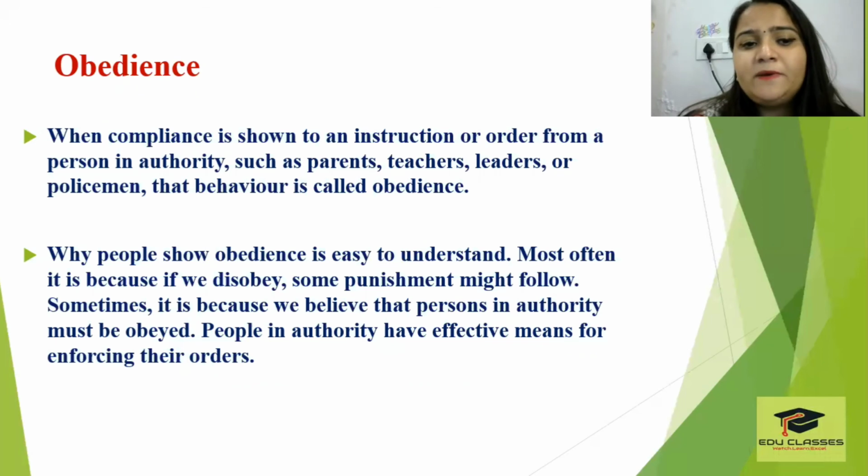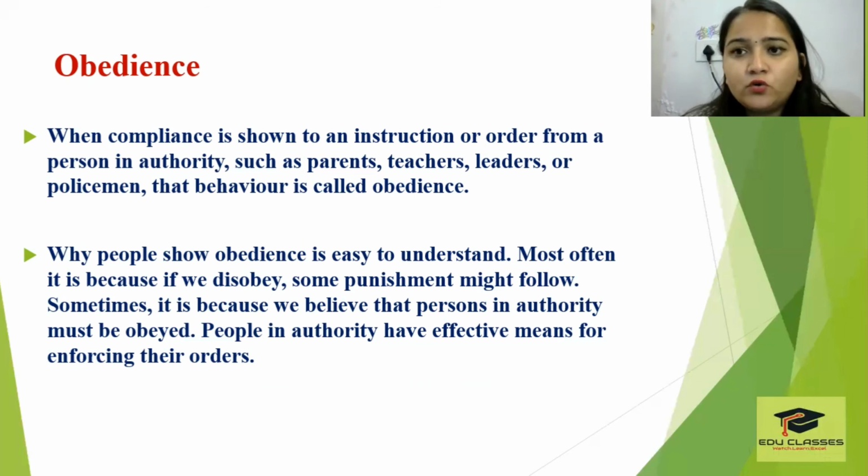Now, why people show obedience is easy to understand. Why do we obey someone? The phenomenon is very easy to understand. Most often it is because if we disobey, some punishment might follow. Many times we follow because if we do not follow, there can be a punishment which will come.